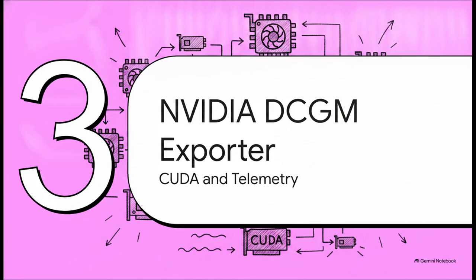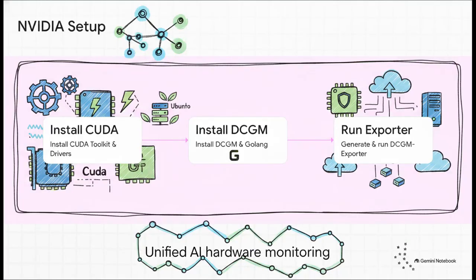Okay, let's shift gears to Section 3, Nvidia DCGM exporter setup. We're talking CUDA and telemetry now. So the Nvidia integration has a very similar rhythm to AMD, but it uses a totally different toolset, and this time we're deploying on Ubuntu Server 2404.